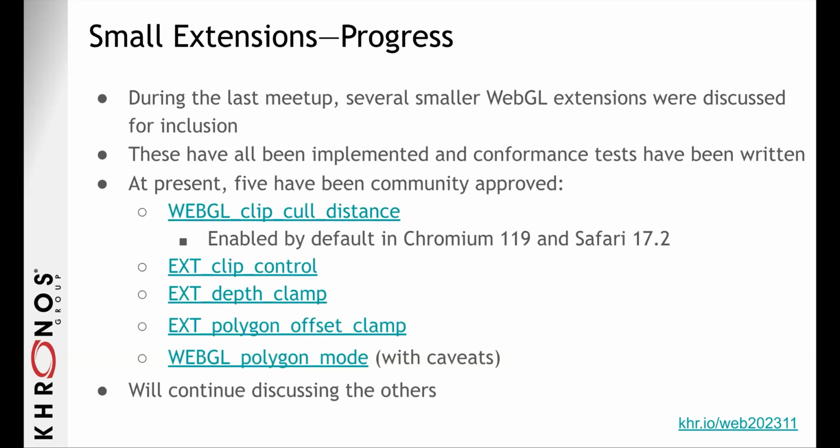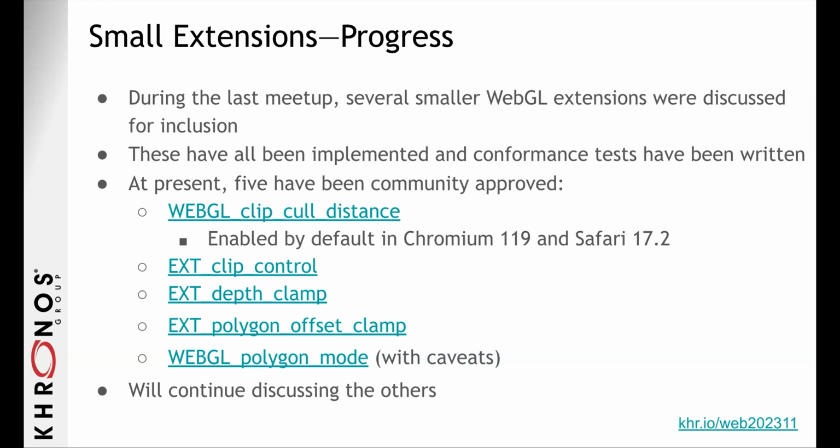During the last meetup, several smaller WebGL extensions were discussed for inclusion, and these have all been implemented and conformance tests have been written, largely thanks to Alexei Knyazov, who is associated with Khronos. So right now, 5 of these have been community approved: clip cull distance, clip control, depth clamp, polygon offset clamp, and polygon mode, with some caveats because that one's really non-portable. And we will continue discussing the others.